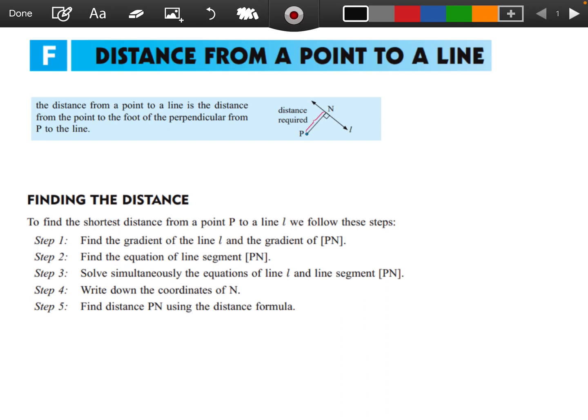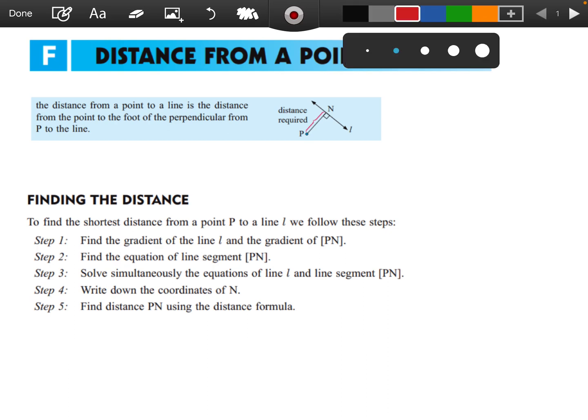The important thing to note is that when we're talking about the distance from a point to a line, we're referring to the shortest distance. The shortest distance from a point to a line meets that line perpendicularly. So you can see in the diagram there that we are meeting that line at a 90-degree angle.